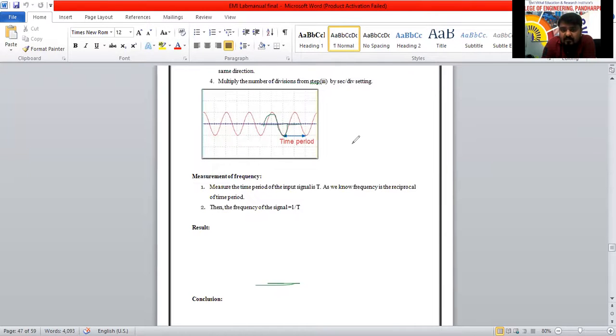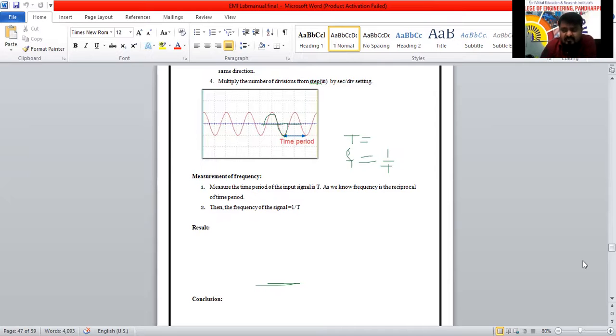Actually, the time period means the time taken to complete one half cycle, and the reciprocal of time period is nothing but frequency. By using this method, we can measure the frequency. We can calculate how many time periods, in seconds, we are going to get. If F equal to 1 by T, by doing this also, we can measure the frequency.